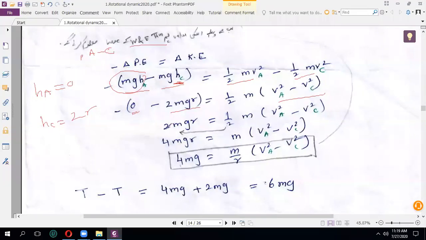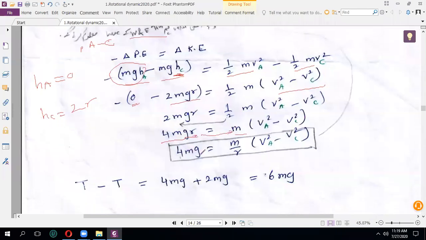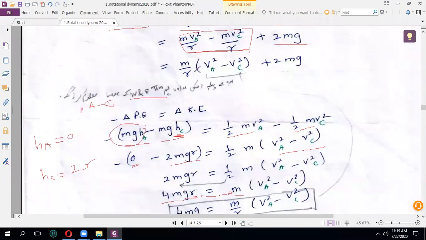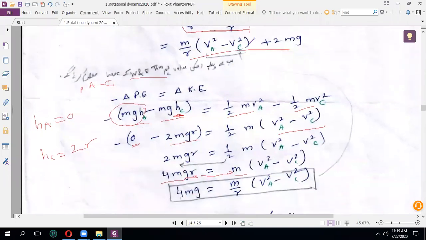So 2 multiplied by 2 becomes 4 mgr, and the right side is m v square minus vc square. Take this r from the right hand side. So it becomes 4 mg is equal to m upon r v square minus v square. Again, you see here, this part and this part are the same. So the value of this part we are getting is 4 mg. So replace this part by 4 mg, correct?